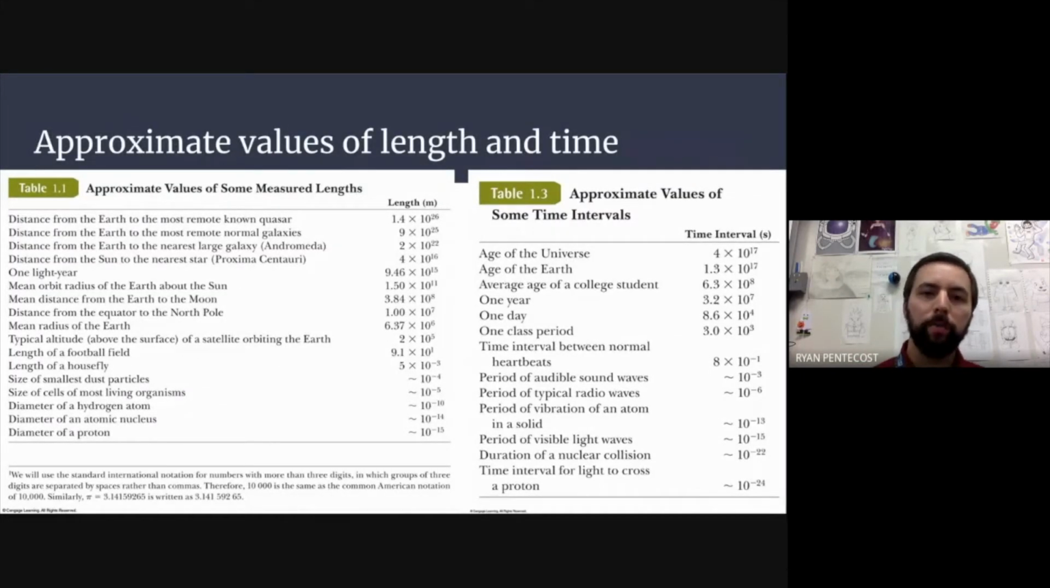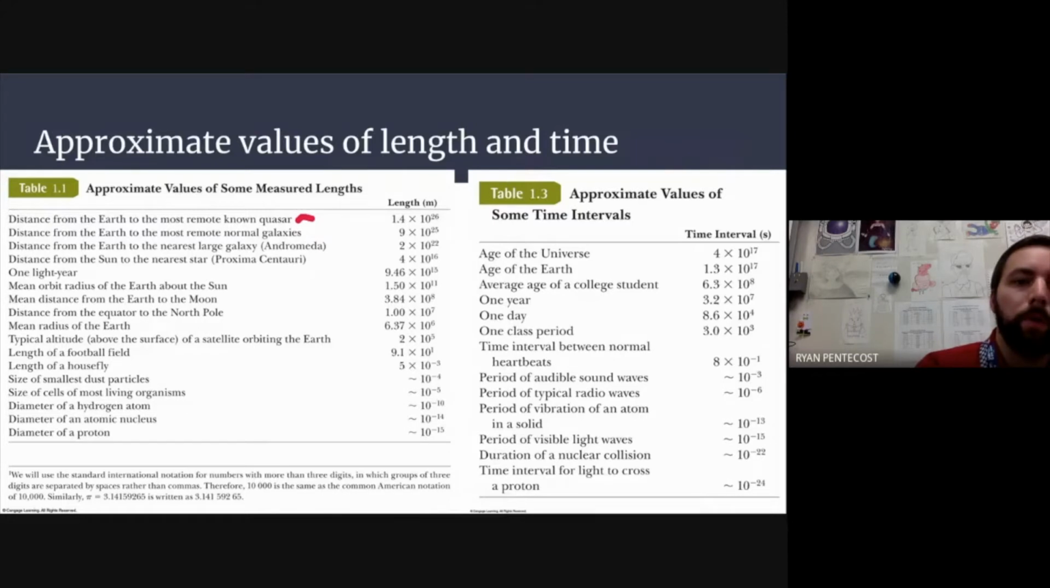Here are some approximate values of length and time. If you want to look over this, you can pause it. This has really large distances, such as the distance from the Earth to the most remote known quasar, which is very far away. Right here, we have the distance from Earth to the nearest galaxy, Andromeda. Then down here, you have all the way down to the diameter of atomic nuclei and protons.